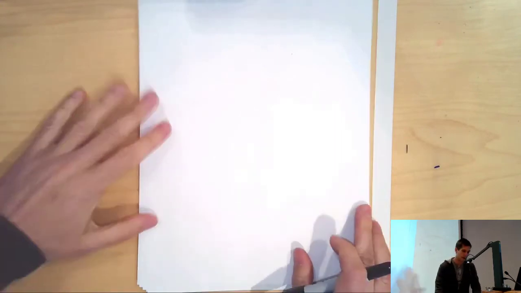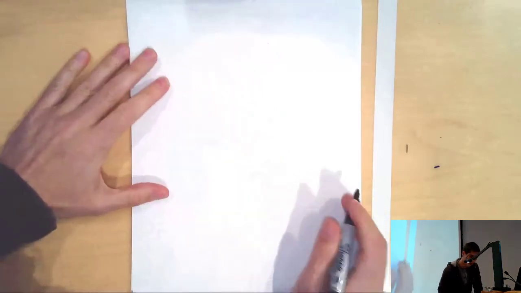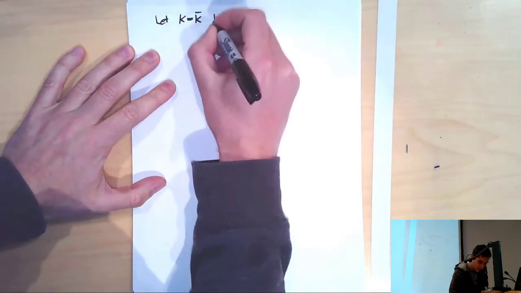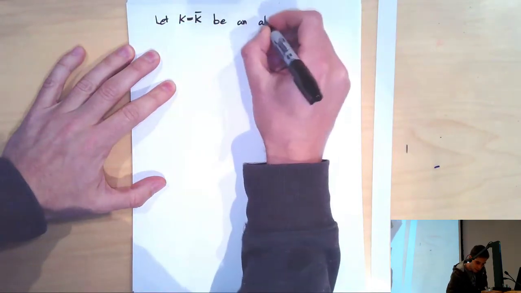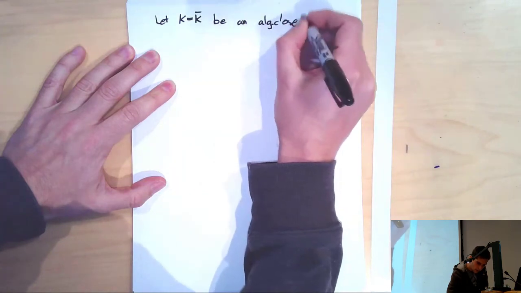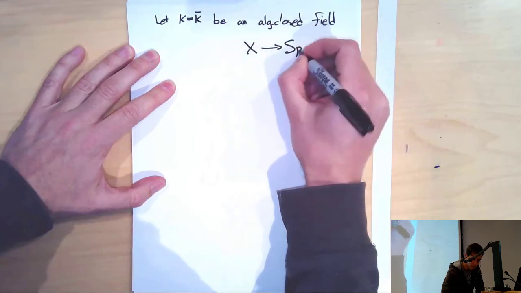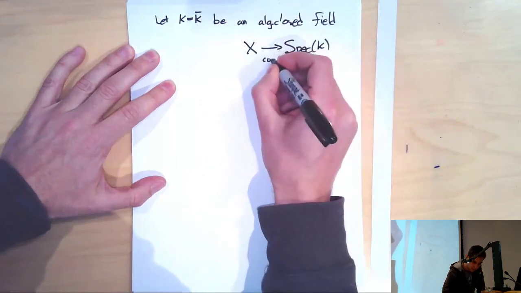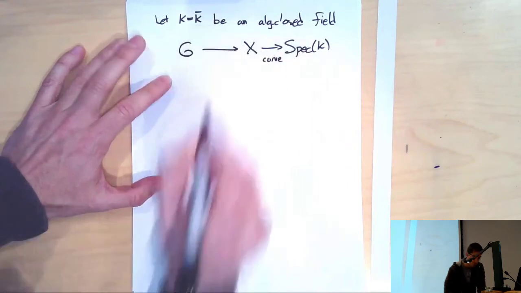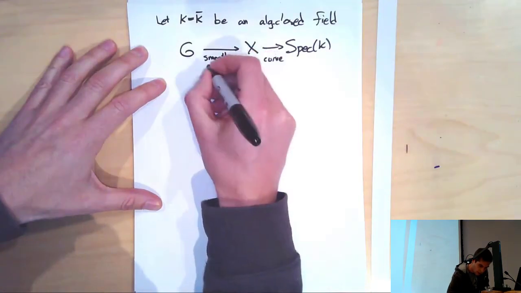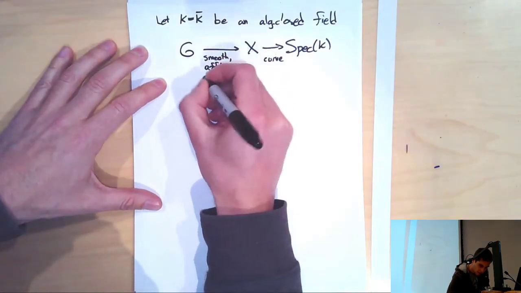Good. All right, so let me begin by reviewing where we got to last time. Let me describe the setup. Let K be an algebraically closed field, and X is going to be an algebraic curve that's defined over K. And G is going to be a group scheme over X, which is smooth and affine with connected fibers.